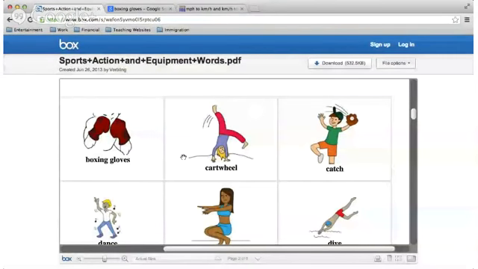Yes. Okay. Go ahead and read that word. Karate. All right, that is a cart. Cartwheel. Cartwheel. Good, one more time. Cartwheel. Excellent. Now, in what kind of a sport would we do a cartwheel?